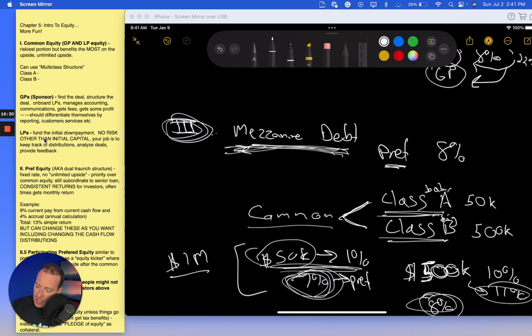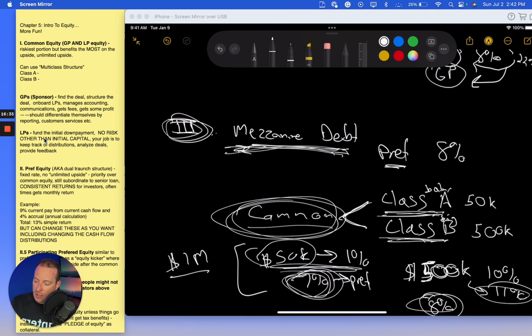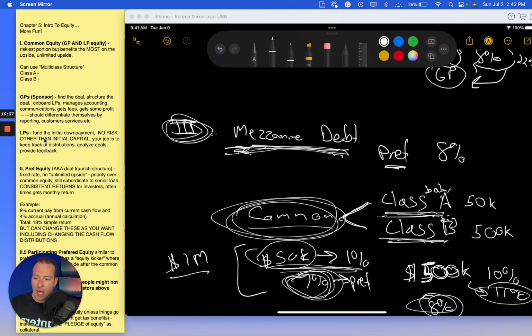That is the whole class structure. And that's still under this concept of common equity. All right. Solid work.